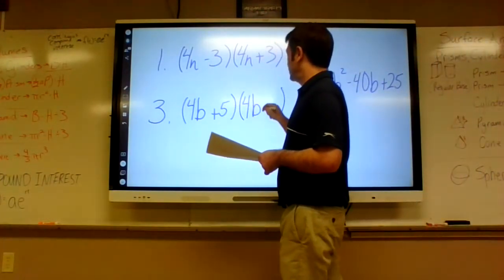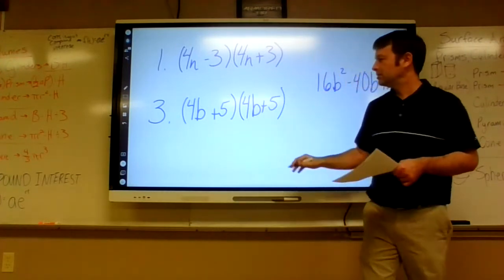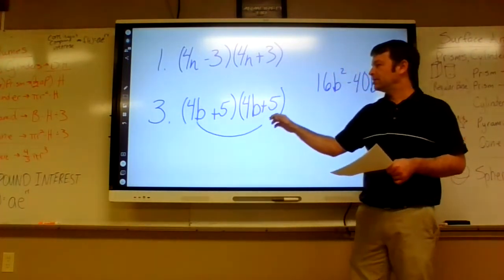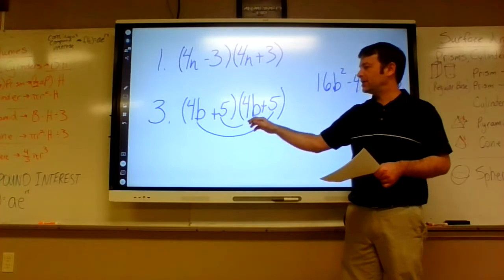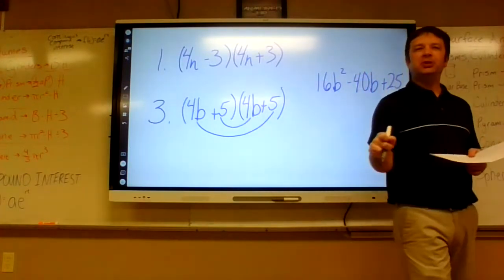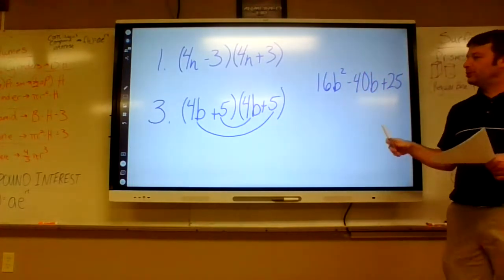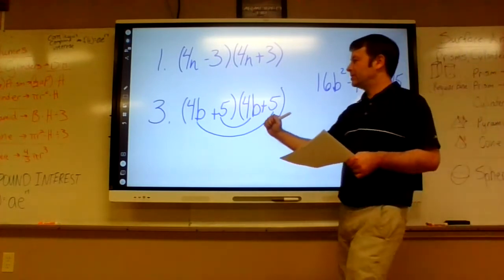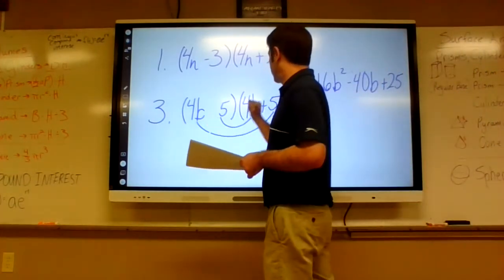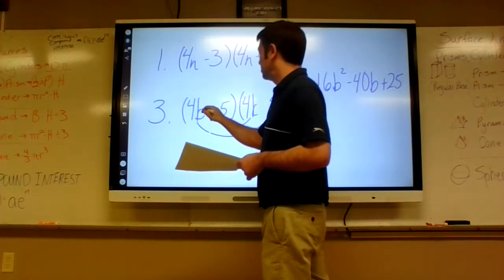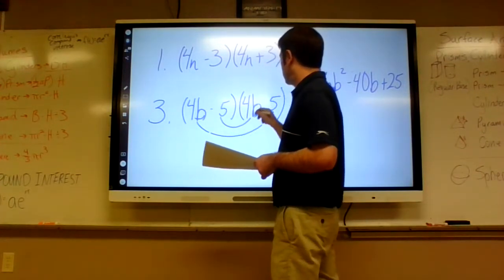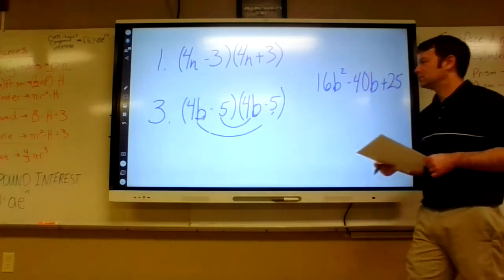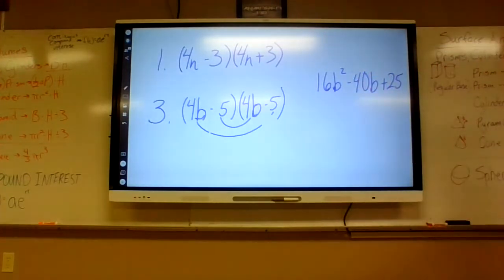You guys remember how we checked these yesterday? What's the outside? 20b. What's the inside? 20. What's 20b plus 20b? 40b, is that what we wanted? No. We wanted negative 40, so we did the sign wrong. So that's right. So you see how they're twins?